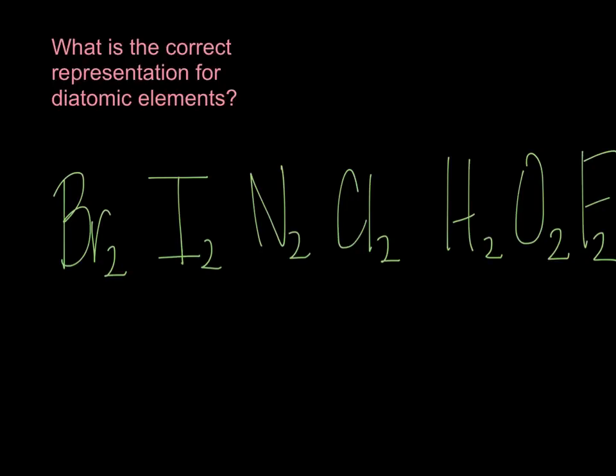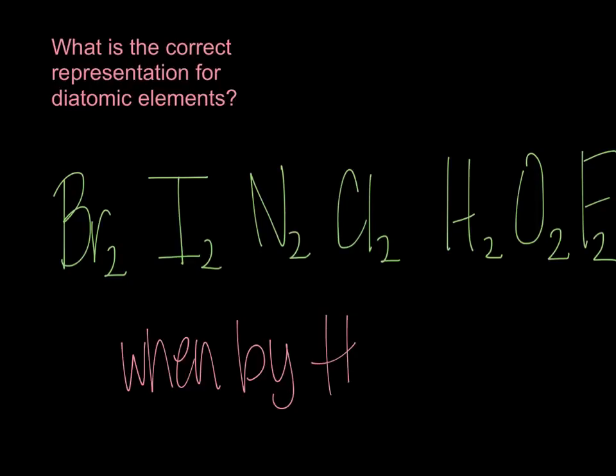Number 6 is asking how do we correctly represent diatomic elements. And of course I've been drilling this into your head. Diatomics are your Brinkelhoffs, which are written with the little 2's underneath them because they exist like that when they are by themselves. Remember, only when by themselves, not when they are in a compound. Only when by themselves are they written this way.